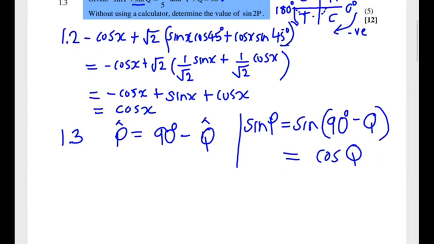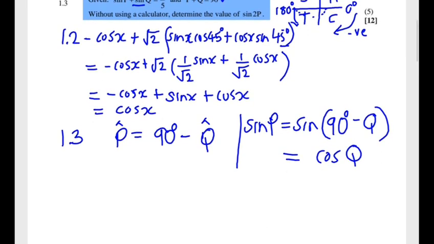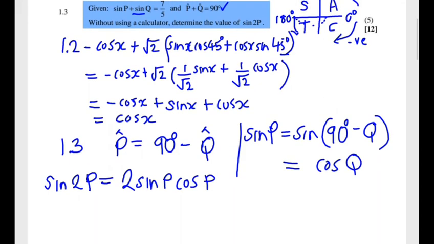Let's see. Now they say I must find the value of sine 2p. Okay. So sine of 2p, double angle for sine, this becomes 2 sine p cos of p. Now, I don't want an expression, I want the value of this. Okay, and the only ratio that seems to give me a value is this ratio here. But here I can see there is a sine p, but I don't have a sine q. How can I get a sine q?